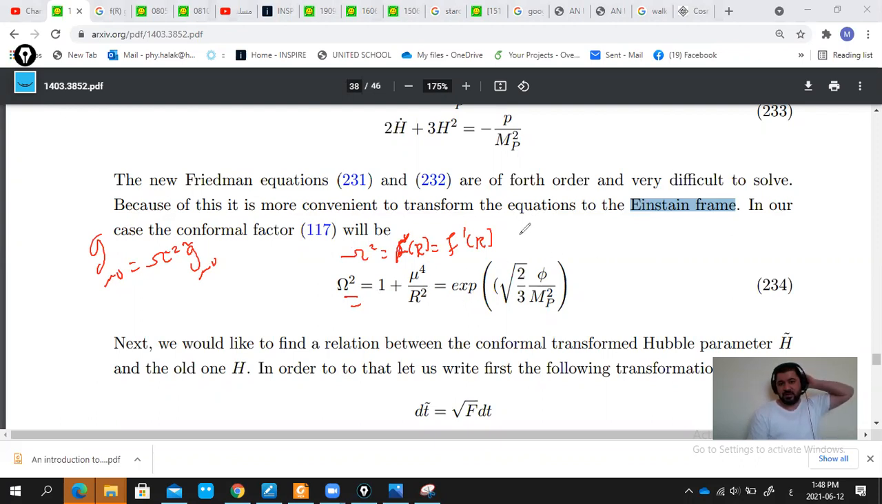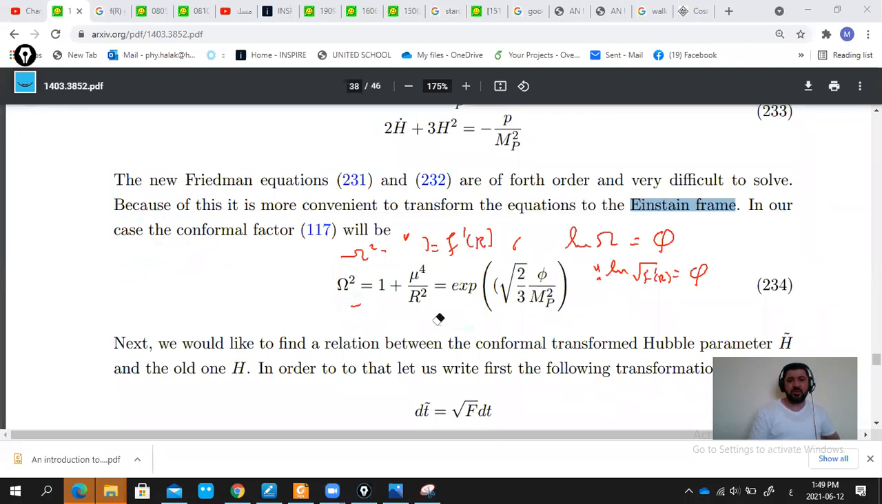And then we define the scalar field. You can review the lecture about the conformal transformation. Then we define that ln omega equals phi. So ln of the square root of f prime R will equal phi. Then omega squared in terms of phi will equal exponential of the square root of negative 2 over 3 phi over M Planck squared. Maybe I made a mistake about the coefficients. You can review the second lecture easily. Of course, if at every lecture and every step we review everything, that would be so difficult and take a lot of time.